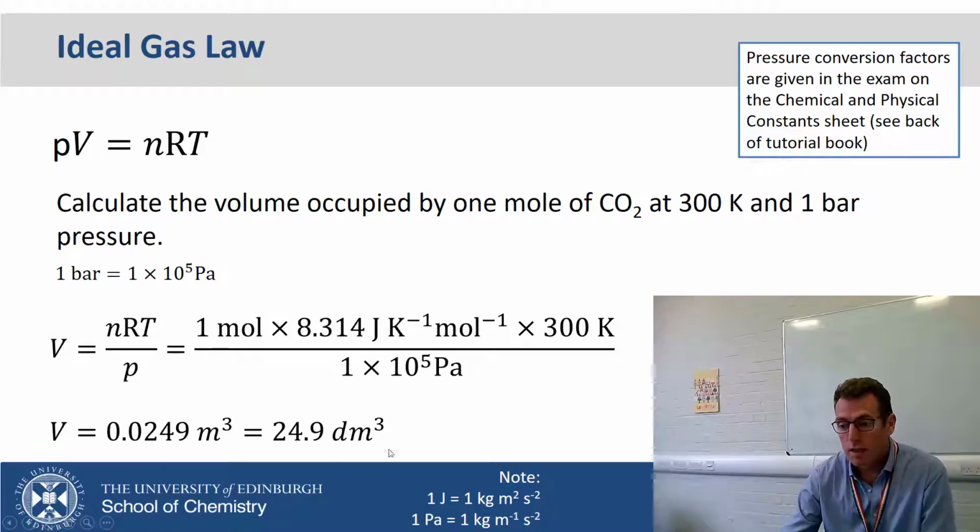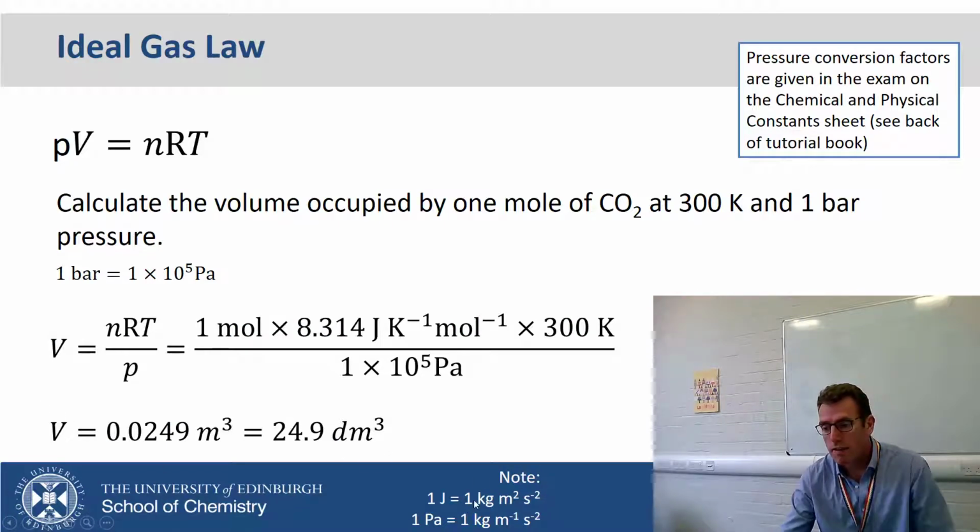So here we have our answer written up. Here we reduced the units, joules and pascals, so you can see how we end up cancelling out and ending up just with units of meters cubed. We get meters squared divided by per meter, so we ended up with meters cubed.